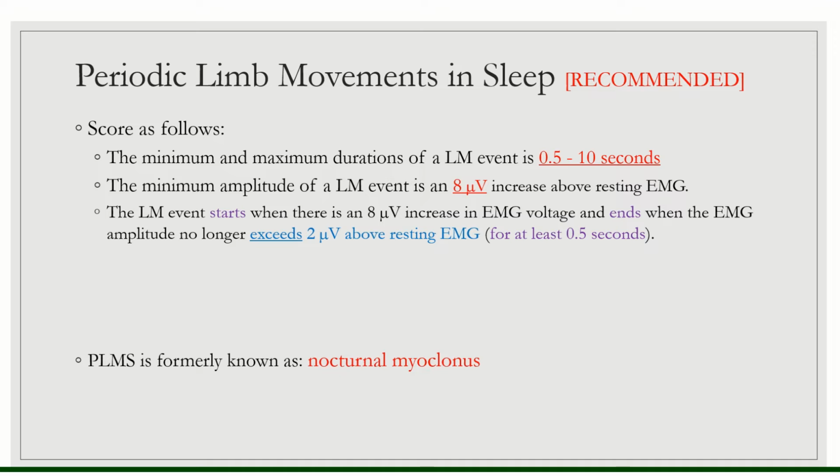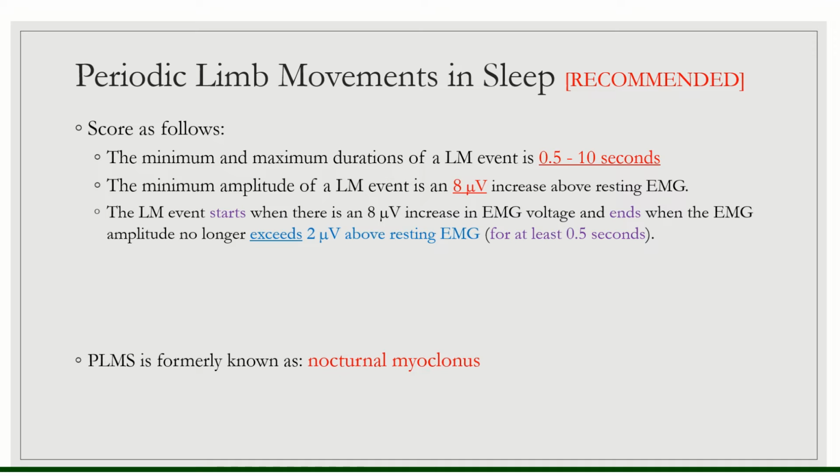The minimum amplitude of a limb movement event is an 8 microvolt increase above resting EMG, so above your baseline. The limb movement event starts when there is an 8 microvolt increase in EMG voltage, and it ends when the EMG amplitude no longer exceeds 2 microvolts above resting EMG. And I'm going to explain that because I know it's kind of hard to just hear that and understand what we're saying. The limb movement also has to happen for at least a half a second.